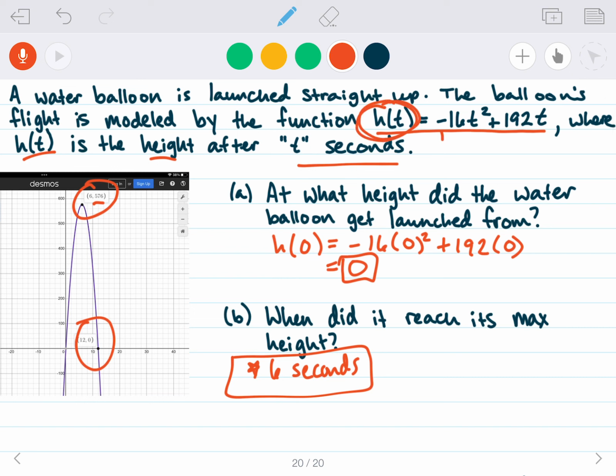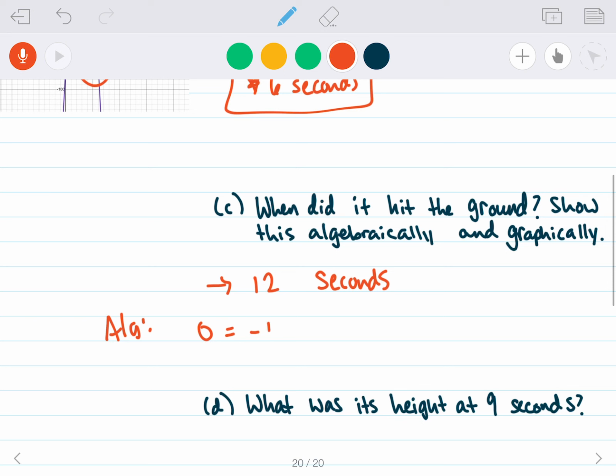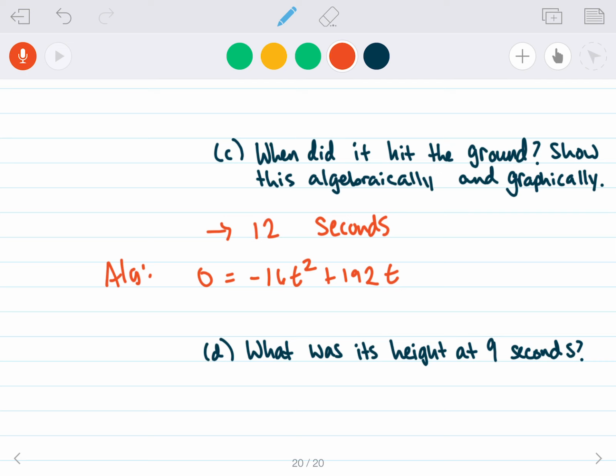So we plug 0 in for h of t and solve for t. Okay, so we get 0 equals negative 16t squared plus 192t. Now, can you use the quadratic formula? Certainly, you can. You can say, oh, a is negative 16, b is 192, c is 0. Do you have to use the quadratic formula? No, you do not. Why? Because there's no c, and what you can do is pull out a greatest common factor from these two terms, a greatest common factor of t.